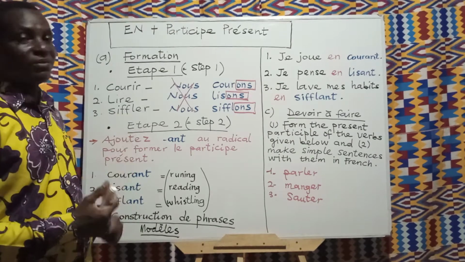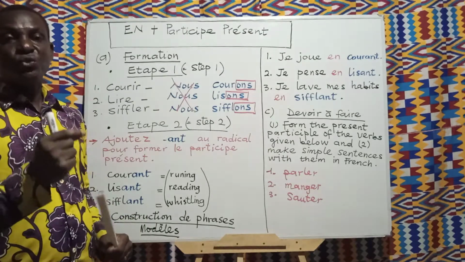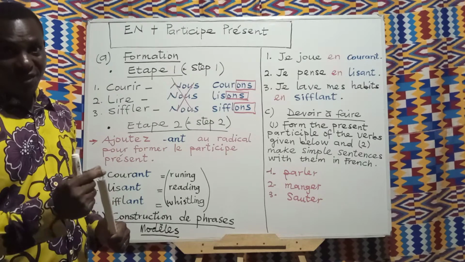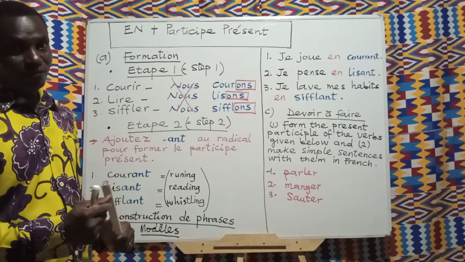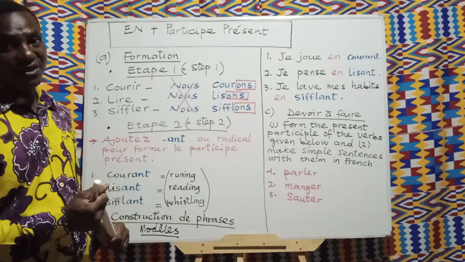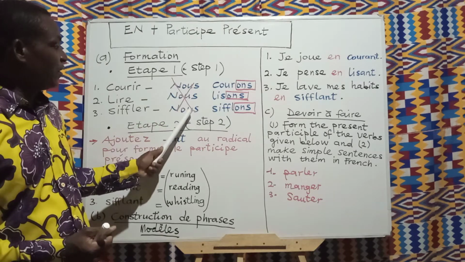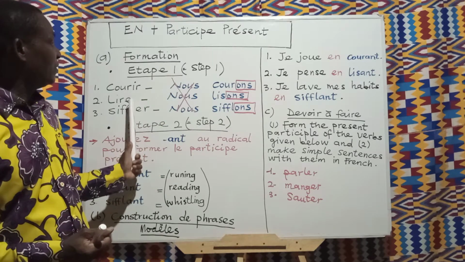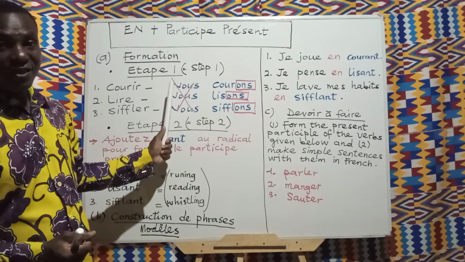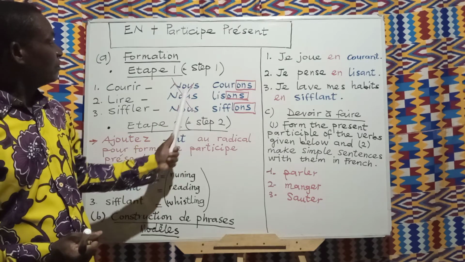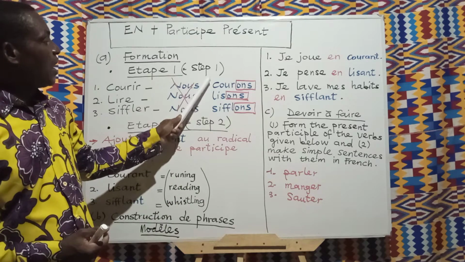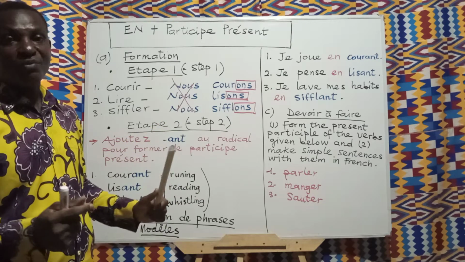Now, these 3 verbs, we have to conjugate them using the first person plural of the subject pronoun. The first person plural. And then, when we finish, we do away with the subject, which is the first person plural. You see, I have cancelled the 3 here. So, after conjugating each of these 3 verbs in the present tense, in the first person plural, nous courons, nous lisons, nous sifflons. Now, I'll get my stem to help me form the present participle.